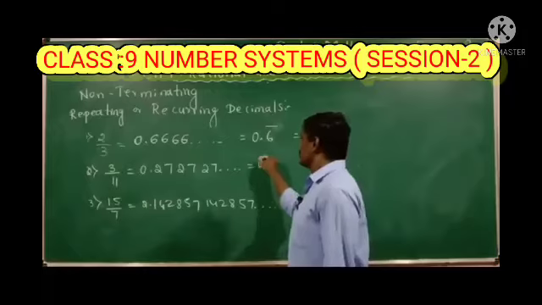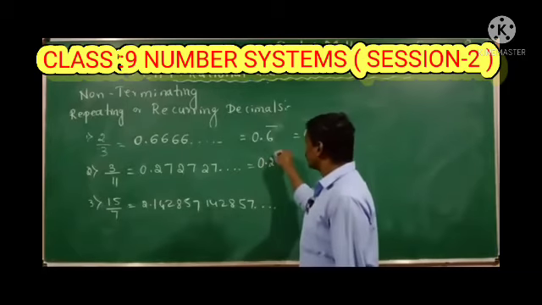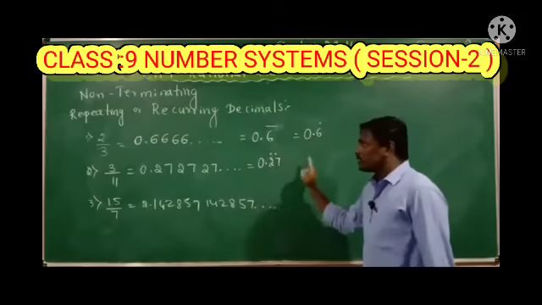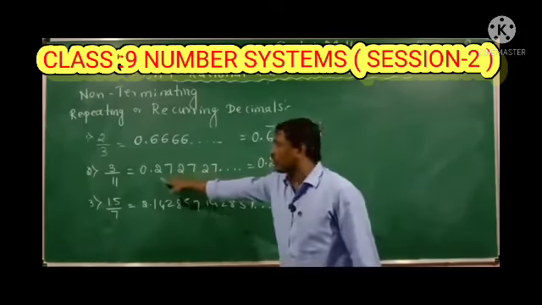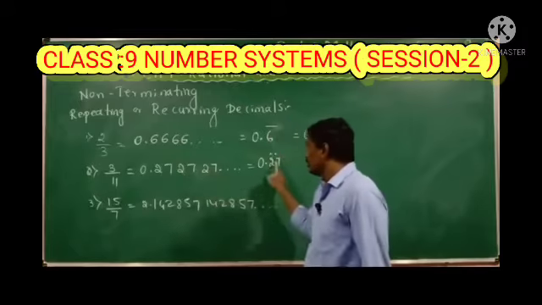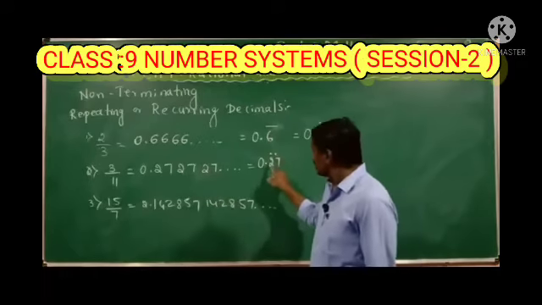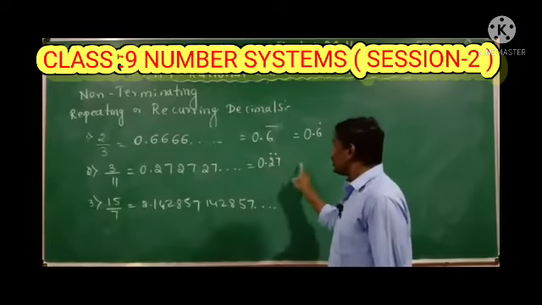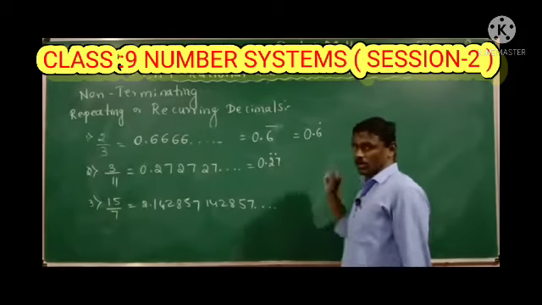It means 0.27. If I put the dot on these two numbers, the two digits will be continuous. Here you are observing 272727. So these two dotted points indicate that these two digits will be continuous in sequential order.